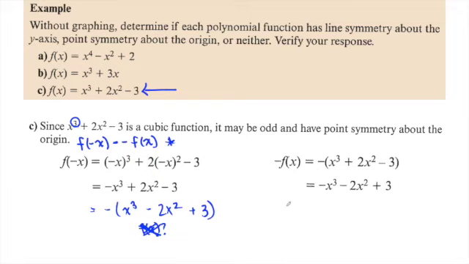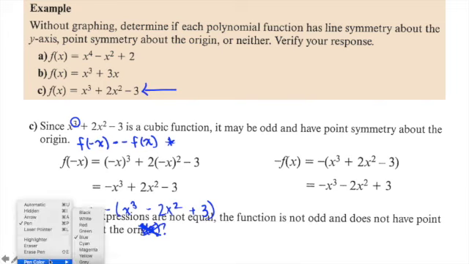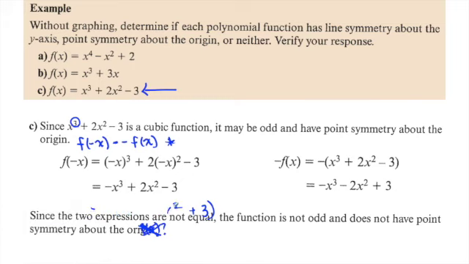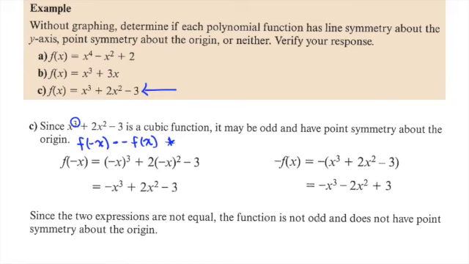Negative f at x would be negative x cubed minus 2x squared plus 3. And then because these two are not equal, then you know that you do not have, oops, sorry, did not realize that came down there. Since they are not equal, then the function is not odd and does not have point symmetry about the origin. So there's an example of one that does not work.